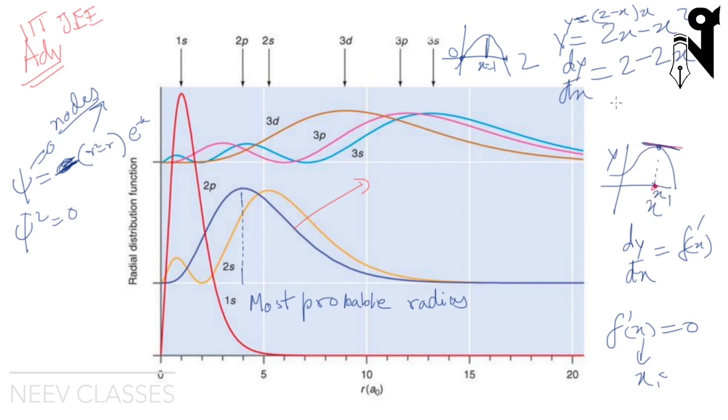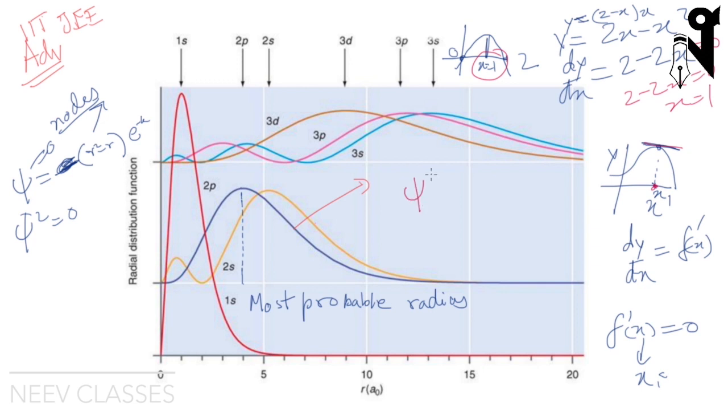What is this x such that the slope is 0? So what I say is, I'll put this dy by dx equal to 0 to get that x. So I'll get 2 minus 2x equal to 0. That means x equal to 1. So that's my answer, x equal to 1. So that is how you'll do it. You have the function.